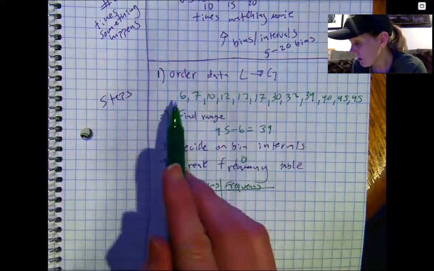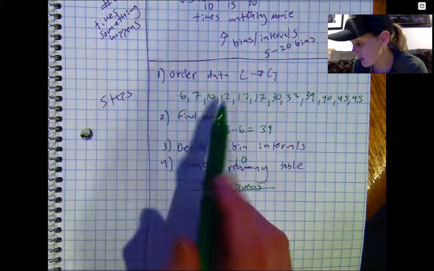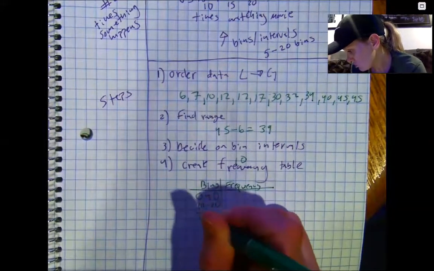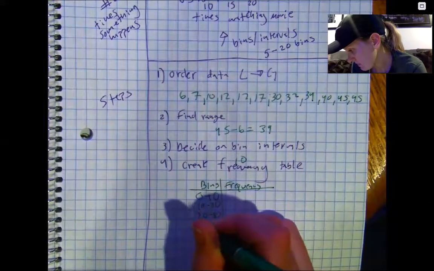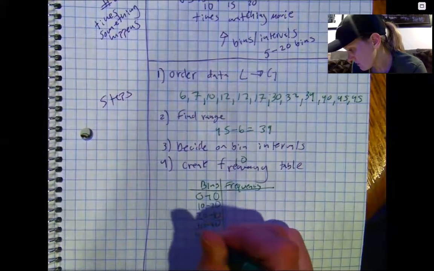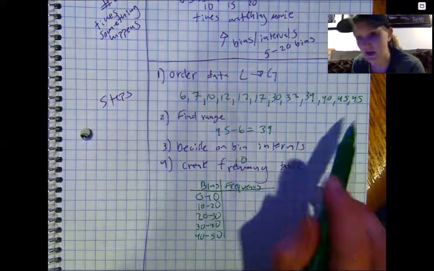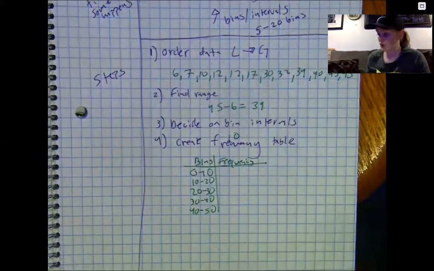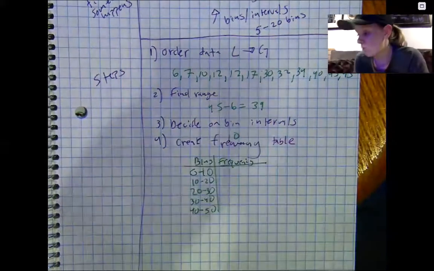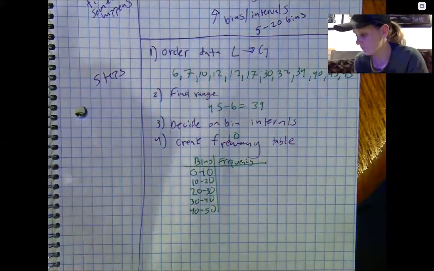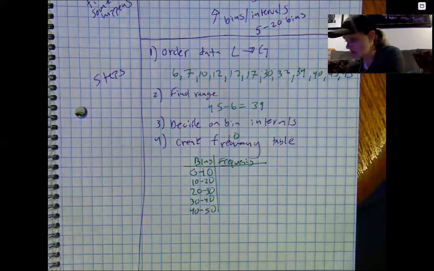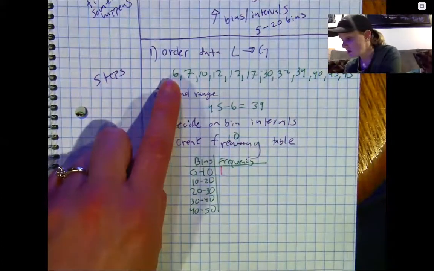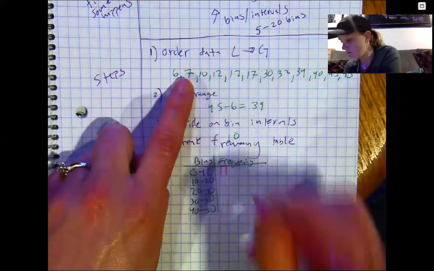So my bins, if I'm going up by tens, I'm going to have to go 0 to 10, 10 to 20, 20 to 30, 30 to 40, and 40 to 50, because my highest is 45, so I would have to stop at 50. Now we have to count where each of our data points go. So 6 would go in the 0 to 10. I'm just going to make tally marks. 7 would go in 0 to 10.